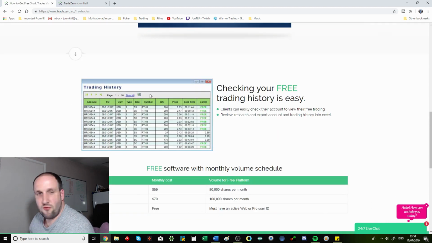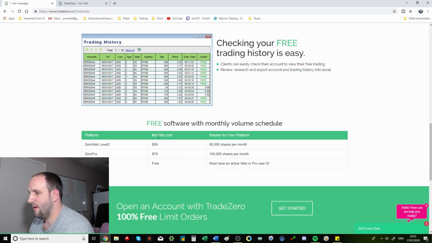Another great thing about TradeZero is they have a complete history of all the trades you place with them. So you can go back a year, last month, yesterday, whatever it may be. You can show what trades you took, how you performed on them, how much it cost you in platform fees, how much it cost you in commission fees, how much you gained, how much you lost, etc.